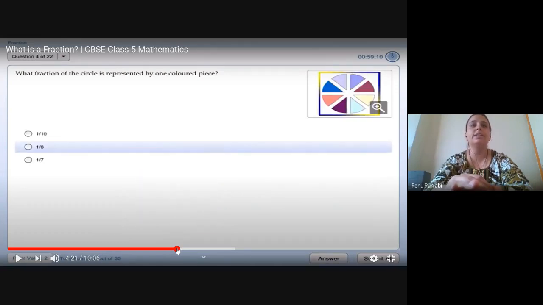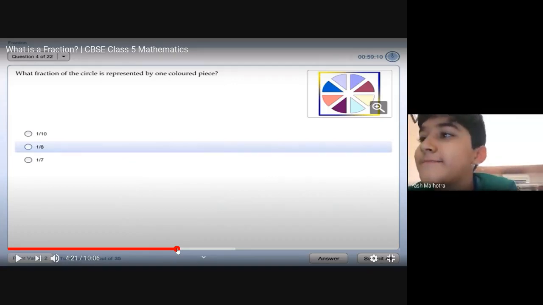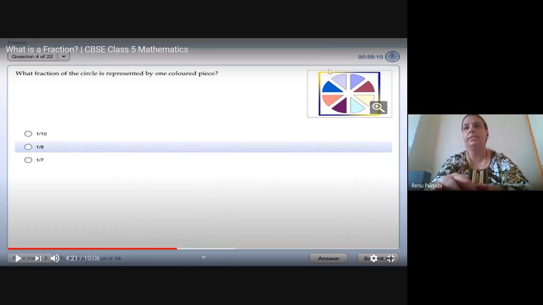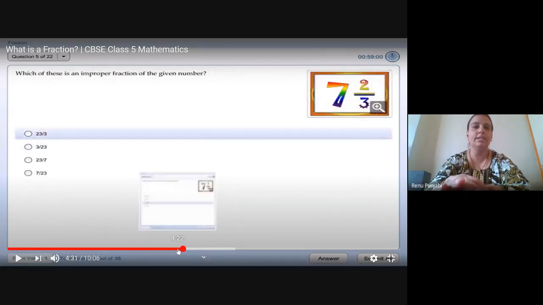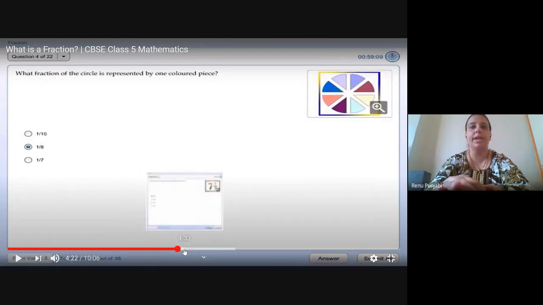What fraction of the circle is represented by one colored piece? This goes to the next letter Y. The child with letter Y can switch on. 1 upon 8. We count, we start with this: 1, 2, 3, 4, 5, 6, 7, 8. Yes. So let's check the answer. Yes, it's 1 upon 8.